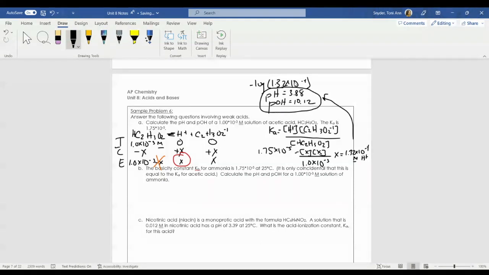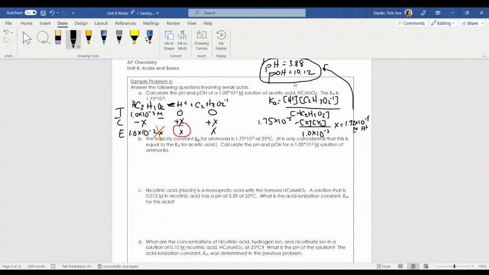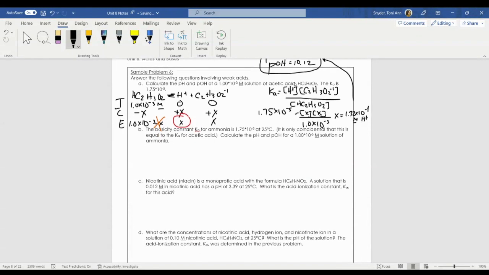So notice how if I were to take the negative log of 1 times 10 to the negative third, I believe I would get 3. This is not that acidic. It's not going to have that low of a pH because not all of those acetic acid molecules are dissociating. You're going to have less that's dissociating, which raises the pH a little bit. And that's the whole idea behind everything that we're going to do here. So, yeah, let's continue with the next one.